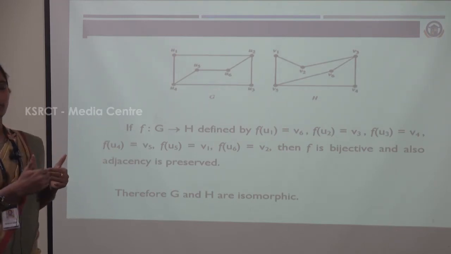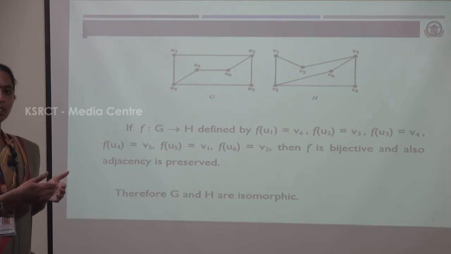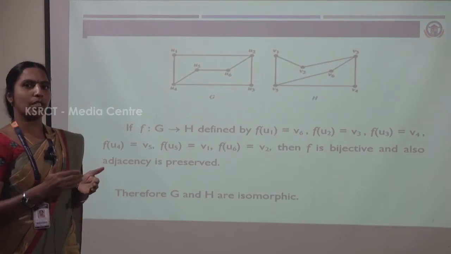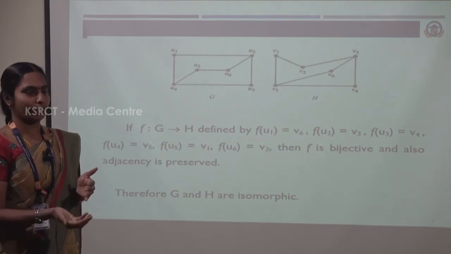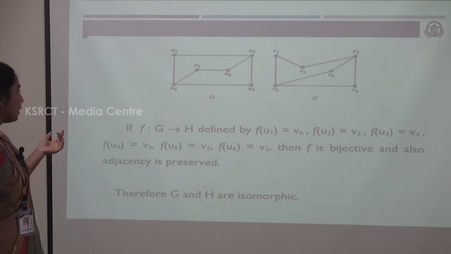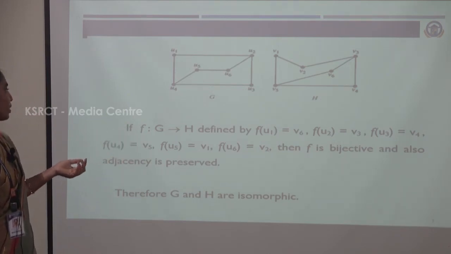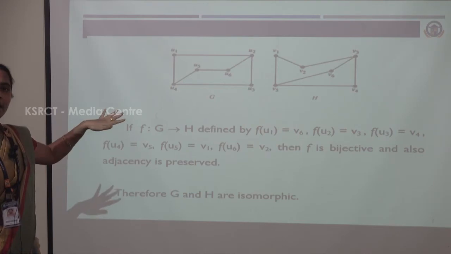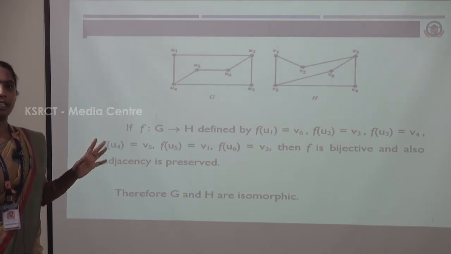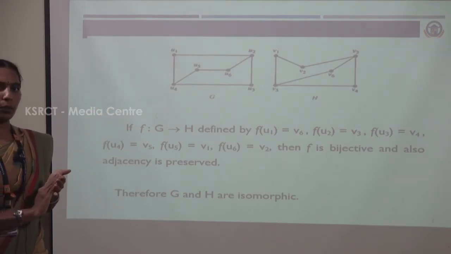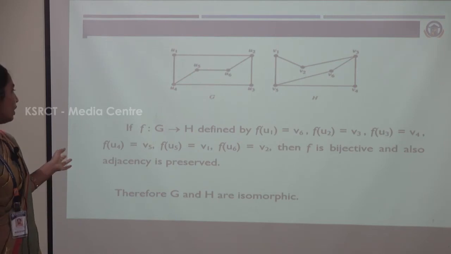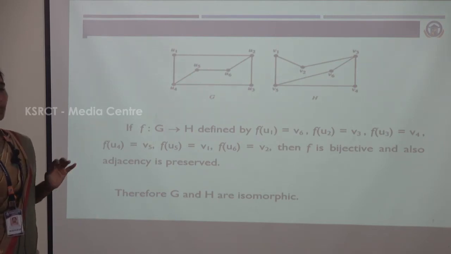Then here f is bijective. Bijective means it satisfies one-to-one correspondence and onto. And also adjacency is preserved. So both graphs satisfy every condition. Therefore, G and H are isomorphic.